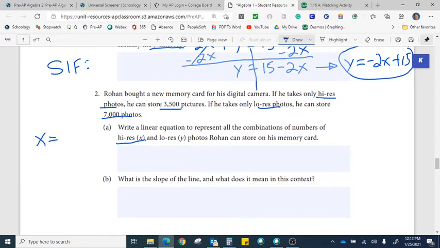x equals, and even when they state x equals, I would go ahead and write it out. I would write high res for x, and y equals low res. Now I need to write a linear equation to represent all the combinations. So combinations are going to be x plus y. So we have to figure out what that is going to be.